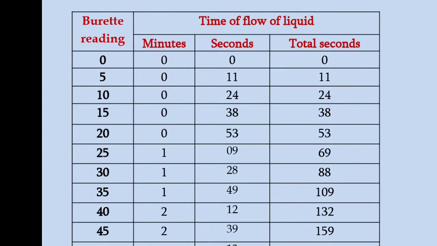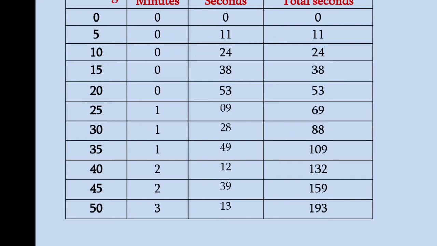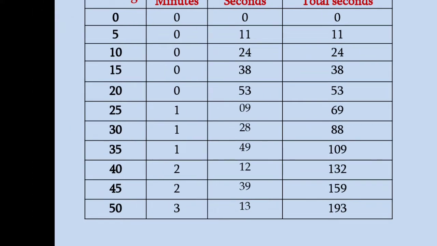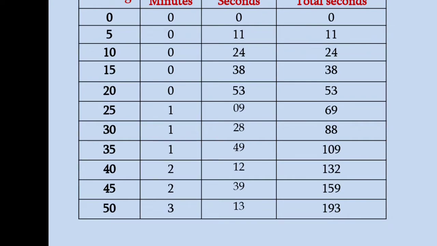So in the last column, we have converted everything into total seconds. For the 0 level of the burette, it is 0. For the 5th level, it is 11. For the 10th level, it's 24. For 15, it is 38. For the level of 20, it is 53. For 25, the time recorded is 1 minute 9 seconds. 1 minute is 60 seconds, so 60 plus 9 is 69 seconds. For 30, it is 1 minute 28 seconds. In seconds, it is 60 plus 28, which is 88 seconds.